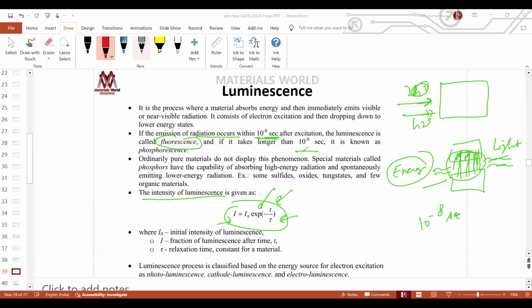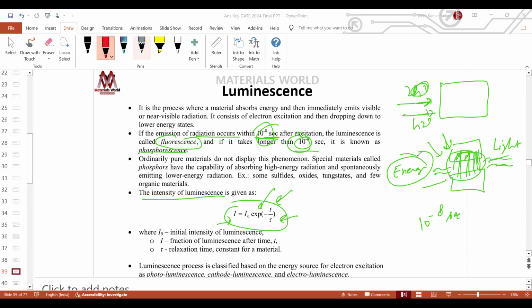There's a lag. If you shine the light, put the UV lamp here, and then leave it, then after a bit of time it will start showing luminescence. That luminescence is called phosphorescence. So depending on the period or time or nature of that luminescence, we call it fluorescence or phosphorescence.